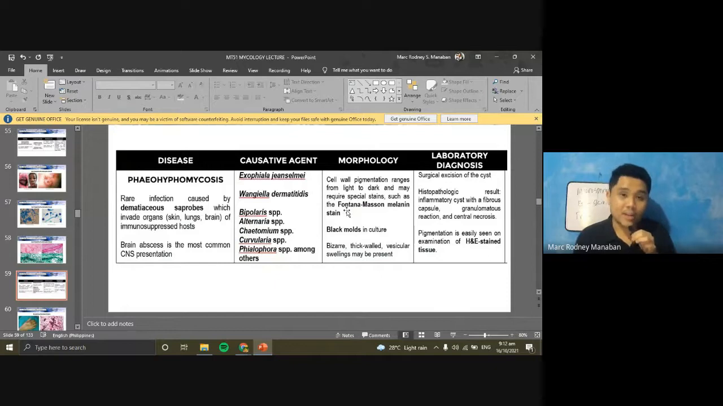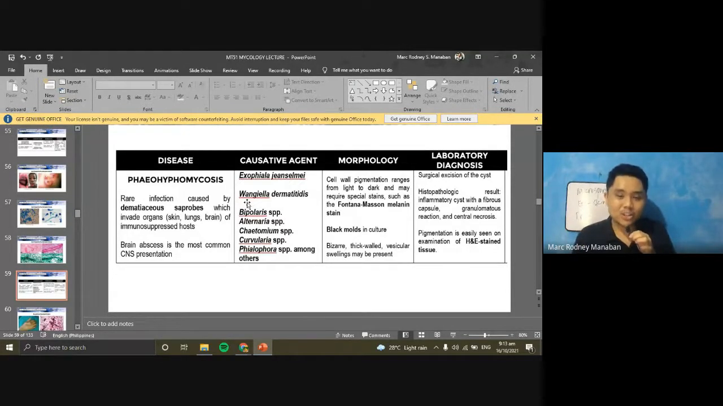Alright? And the last, I believe, in your subcutaneous is your phaeohyphomycosis. So by the name itself, it's pheo, no? Phaeoid. So these are the mycoses caused by your dematiaceous molds or dematiaceous saprobes. All right. Again, very common in immunocompromised patients, and it can lead to death also in immunocompromised patients. Brain abscess is the most common CNS presentation, and these are the causative agents: Exophiala dermatitidis, or the old name Wangiella, Bipolaris, Alternaria, Chaetomium, Curvularia, Fonsecaea, Phialophora, and others. So we will encounter them later in the opportunistic mycoses. So we will go back to it. Alright?